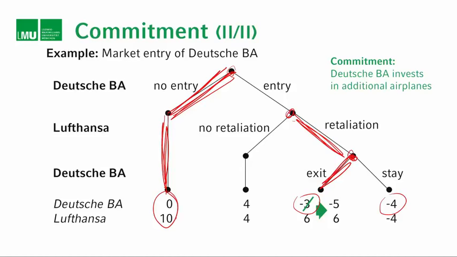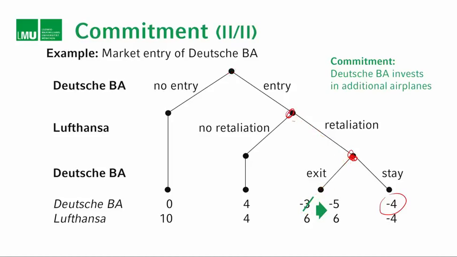Okay, why? Because if you exit, you're going to have to sell more planes, which means that you lose more money given that you've paid more for them from the start. So let's now have a look at what the outcome of this game is going to be. If you look here, again, solving the game by backward induction, we have Deutsche BA choosing to exit or to stay. If Deutsche BA exits, they make profits of -5. If they stay, they make profits of -4. So now it's optimal for Deutsche BA to stay.